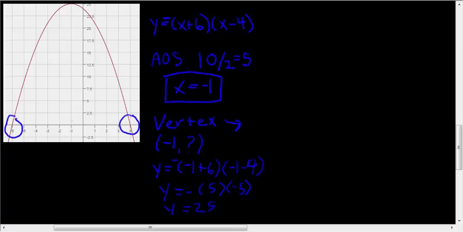Now the last thing we can do is think about our y-intercept. We multiply the numbers. We've got positive 6 times negative 4, which gives us negative 24. Then we've got a negative out front, so we have to flip the sign there. So it'd be positive 24. So we could find our y-intercept easily as well.